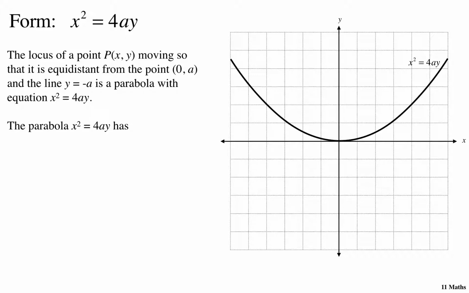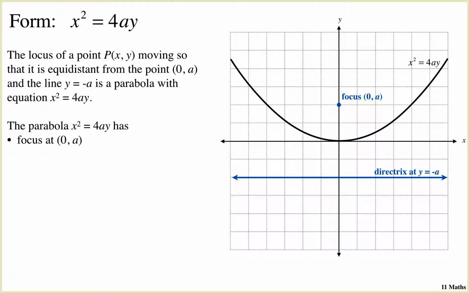Now, let's have a look and see what is unique about x squared equals 4ay. It has a focus. We know that. It's at 0, a. It has a directrix, and when we look at our focus and our directrix, we need to remember that the distance from the focus to the vertex is a, and the distance from the vertex to the directrix is also a. They're the same distance. So we need to make sure we remember that.